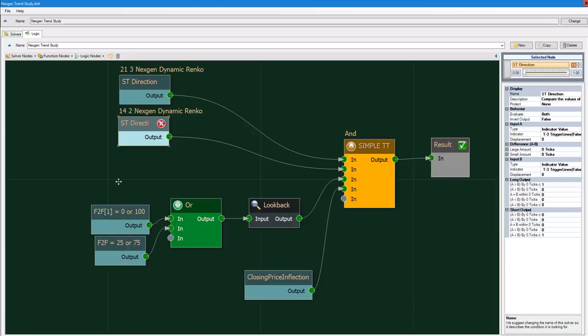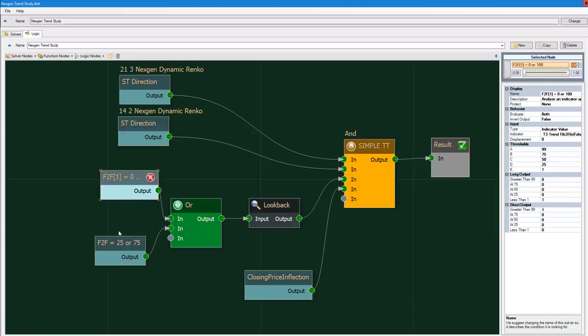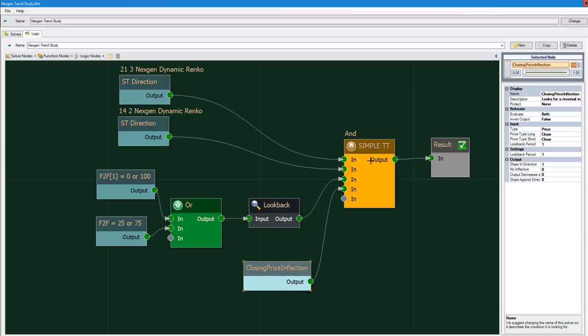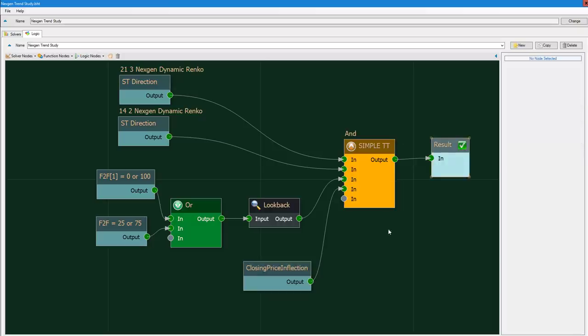Now, this is where we added in the logic for our fib to fib oscillator to be at 0 or 100, or to be at 25 or 75, which is what we have in the rules. And then this little piece right here is going to tell us when we had a reversal bar, up or down. And this is basically your simple trend trade rules. The only thing that's missing in this scenario for our entire trading plan is the Fibonacci areas and the indicators. Is everybody okay with that?